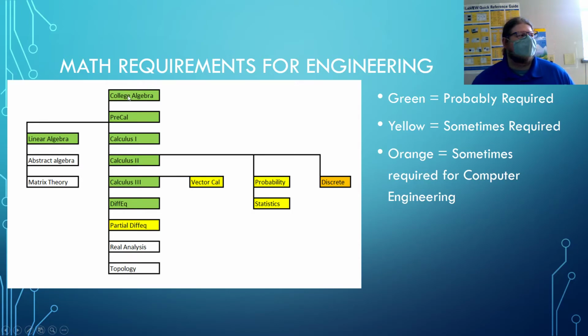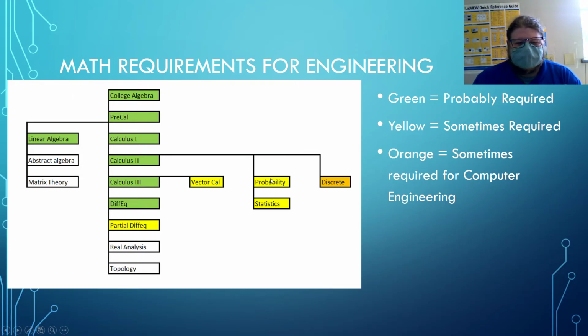Every college's requirements are a little bit different, but if you wanted to be an engineer, most colleges would have you taking college algebra, pre-calc, calculus 1, calculus 2, calculus 3, differential equations, and linear algebra. Some colleges will have you go further than differential equations. This is sort of the calculus branch, and they'll have you take up to partial differential equations.